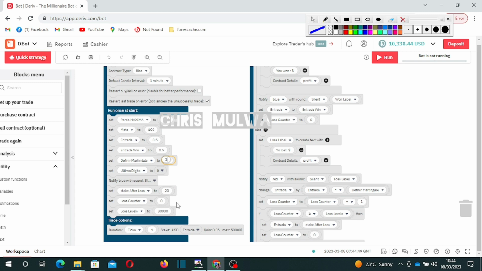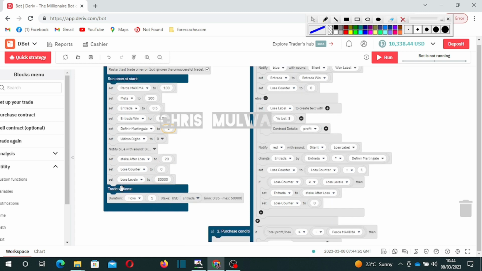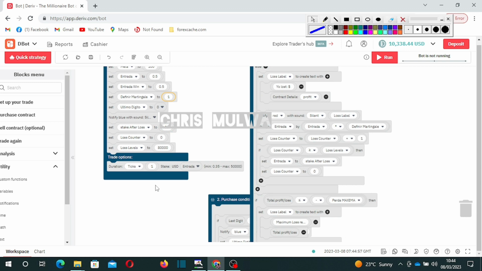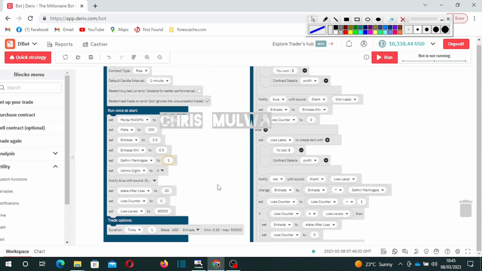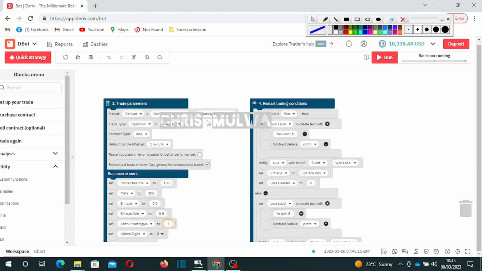Loss counter, we are not using loss counter in this case. Let's remain 0. Loss levels, let me leave it as that. That is the default, and then we go. There is nothing else that we are changing, so I can run the bot. I hope that it will run. 1 2 3. I'm running this bot.